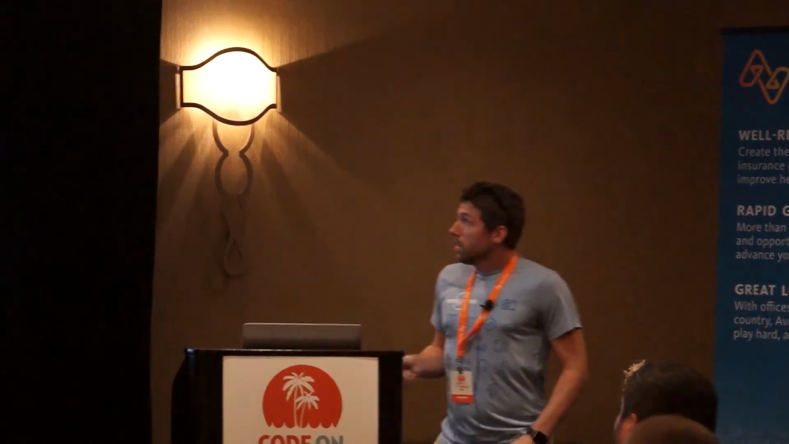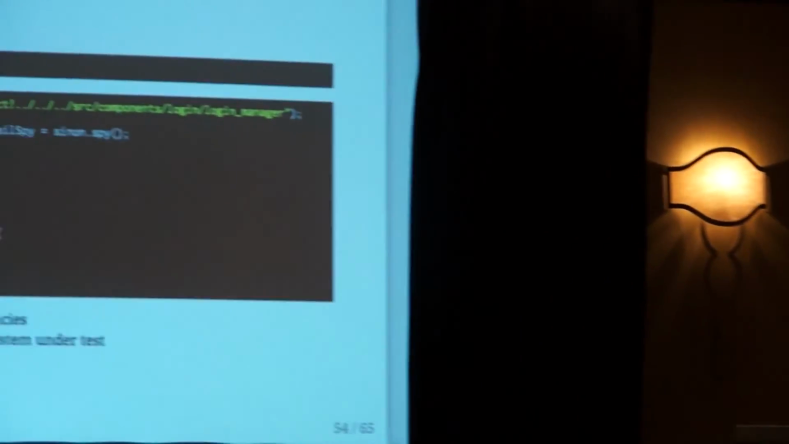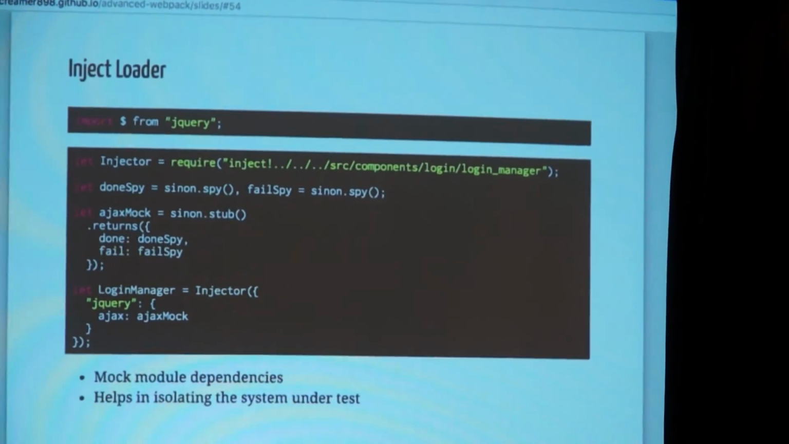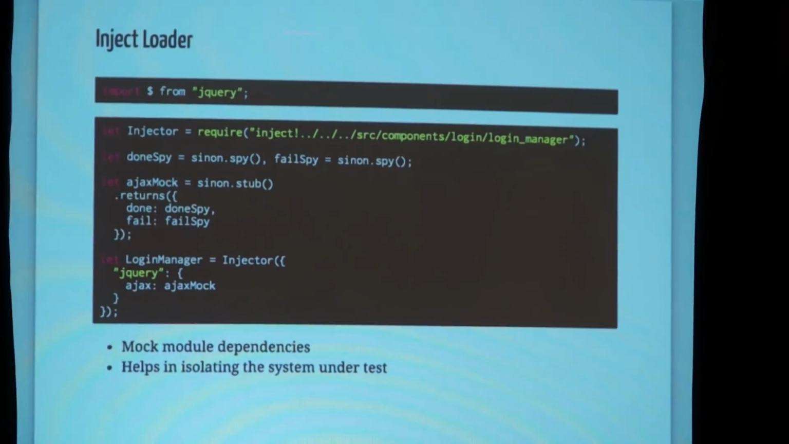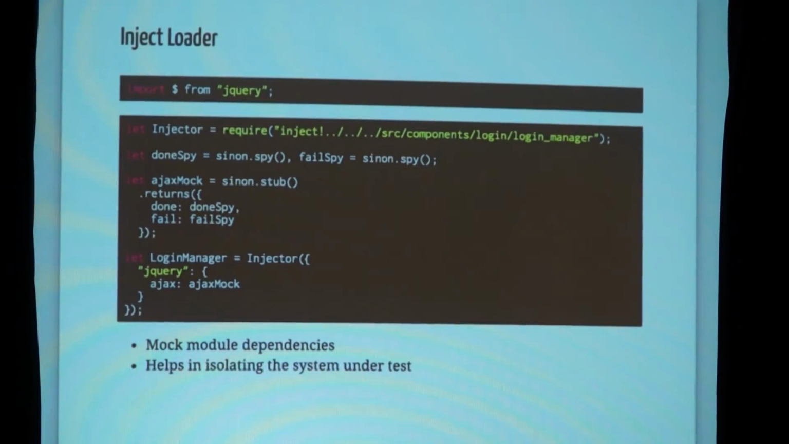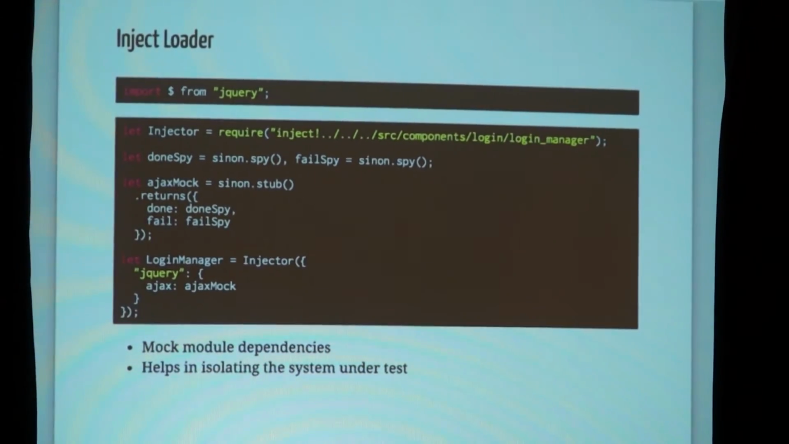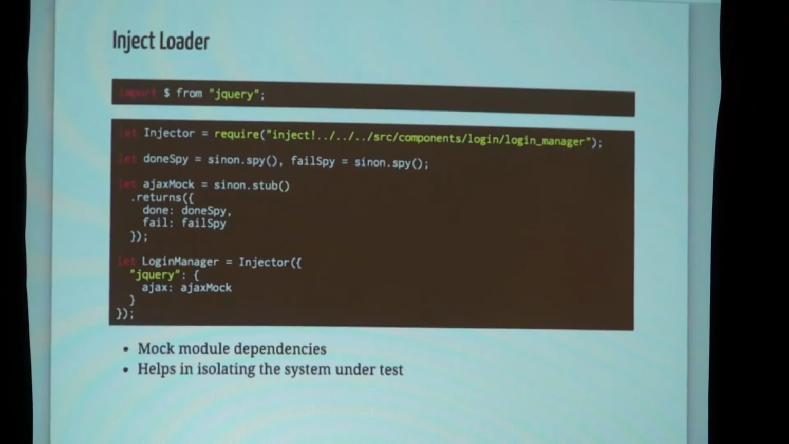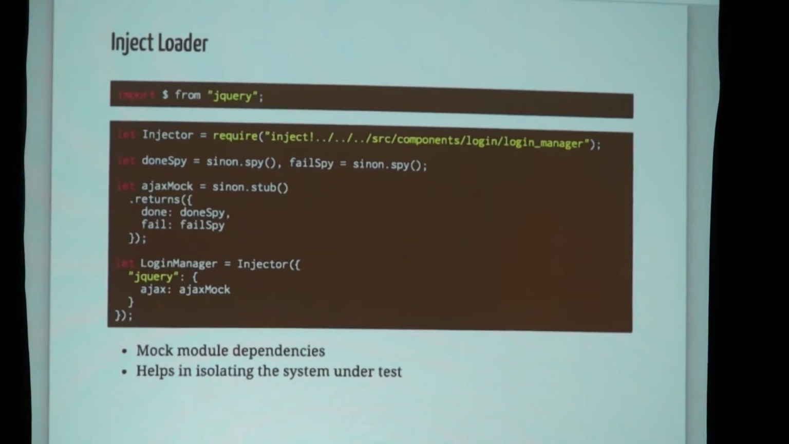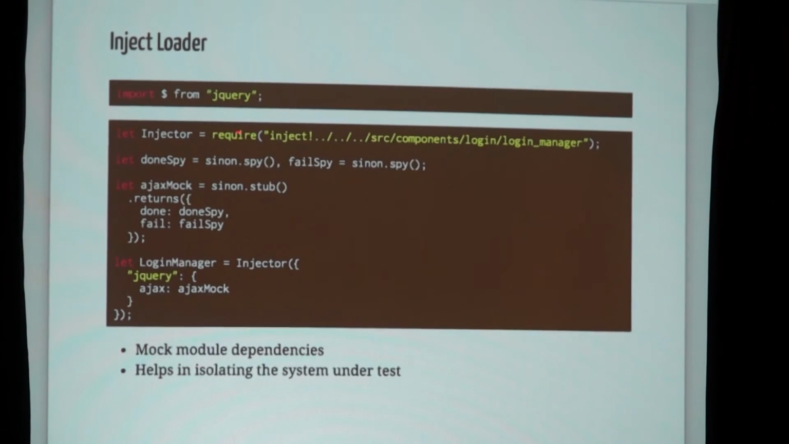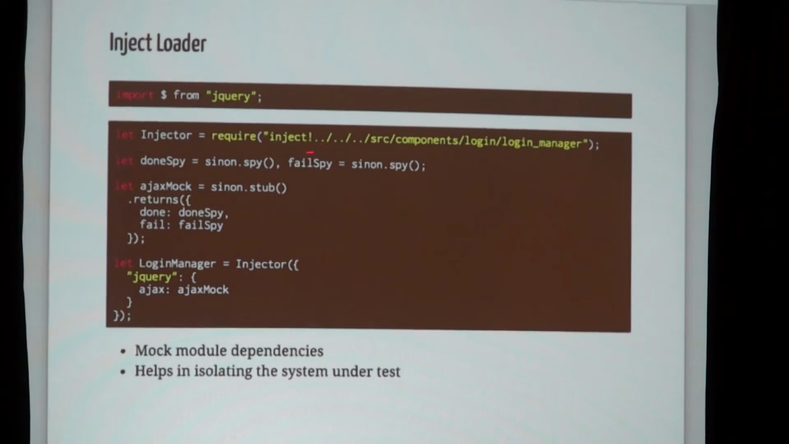Another really cool plugin, I guess this one's a loader technically. This one is called the Inject Loader. So if I did import jQuery and I wanted to do some unit testing around some feature that triggers an AJAX request, in my unit tests, what I can do is require and do this inject exclamation mark. This is how you use loaders without the Webpack config. If you wanted to use just that one specific loader, you write inject-loader, then an exclamation mark, and then the path to your module.